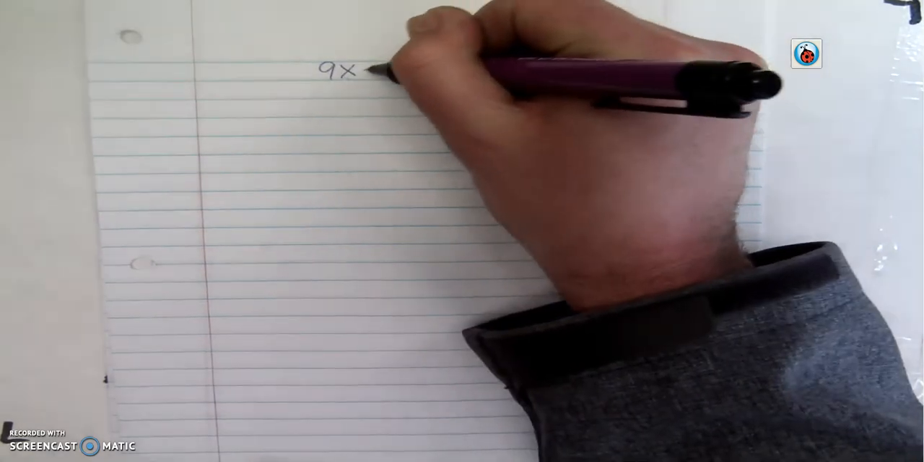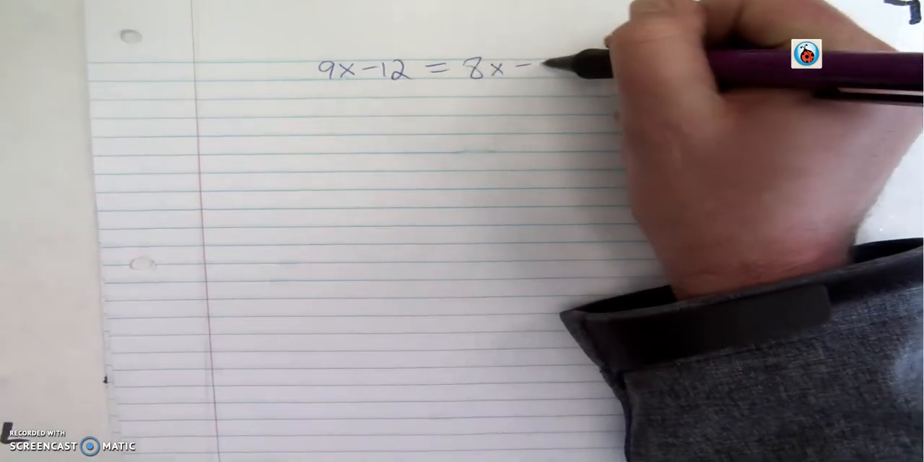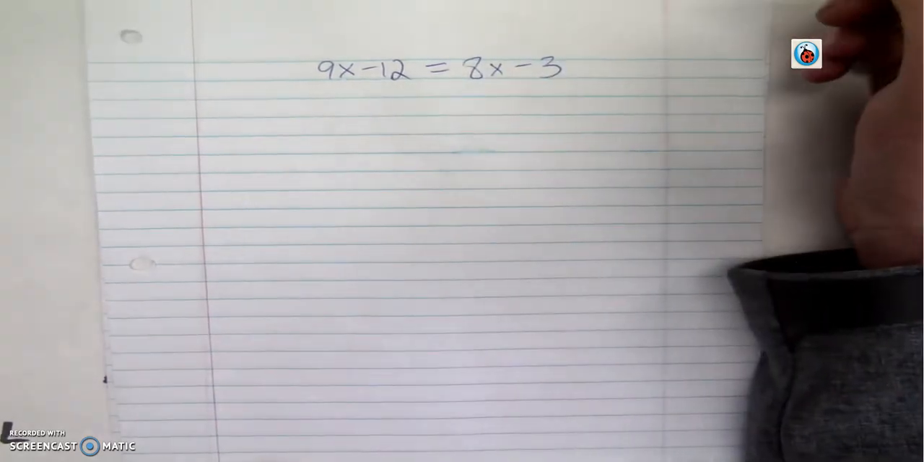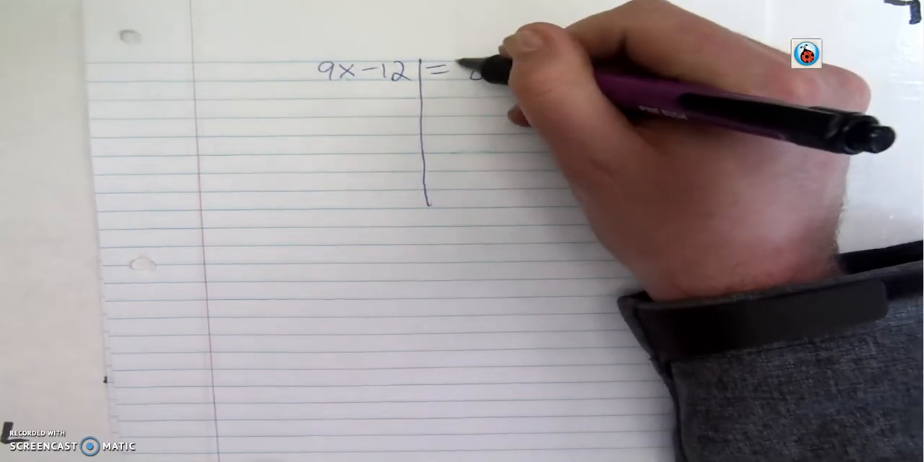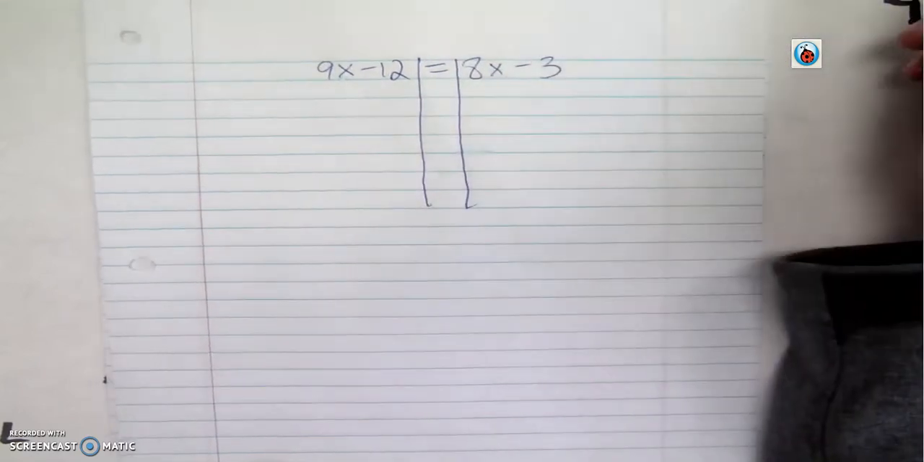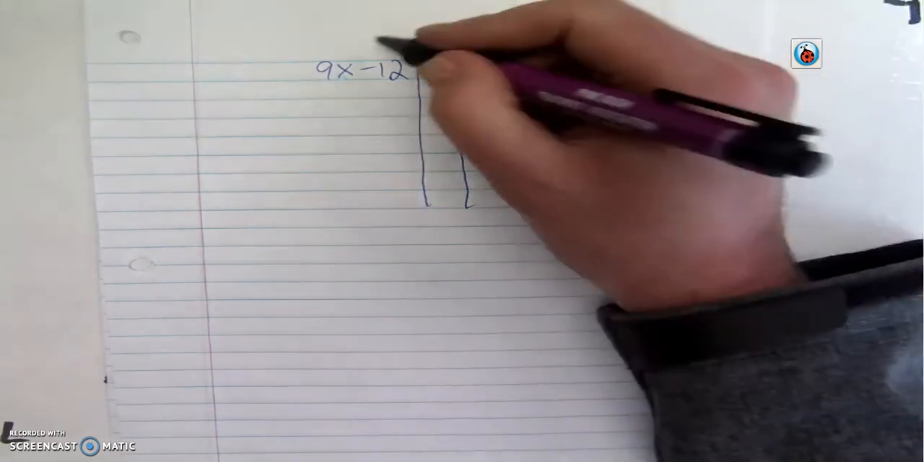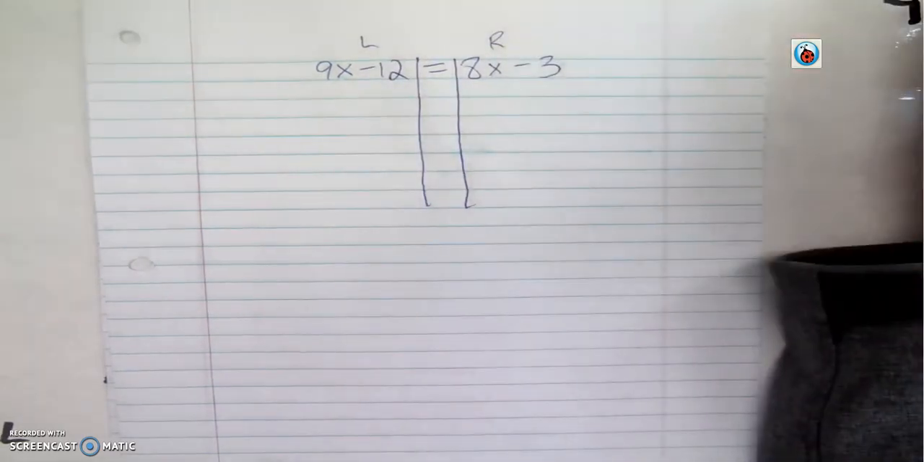Okay, our goal here today is solving equations, and our focus is getting variables on one side and the integers on the other or opposite side. So we're going to begin with the equation 9x minus 12 equals 8x minus 3. In previous lessons we talked about drawing a wall down the middle of the equal sign, creating a barrier between the left side and the right side.